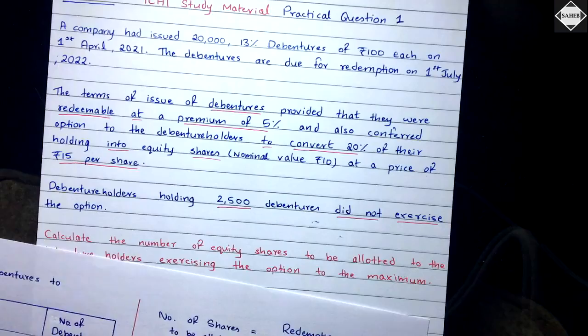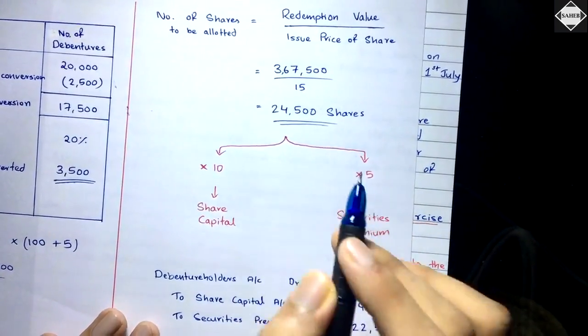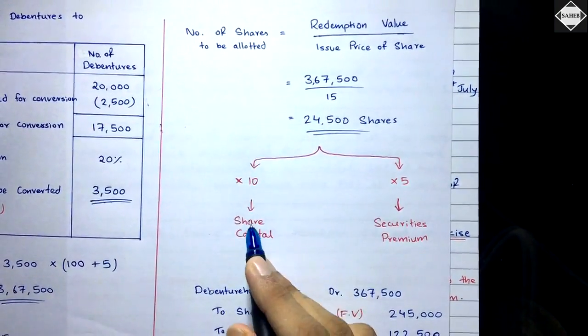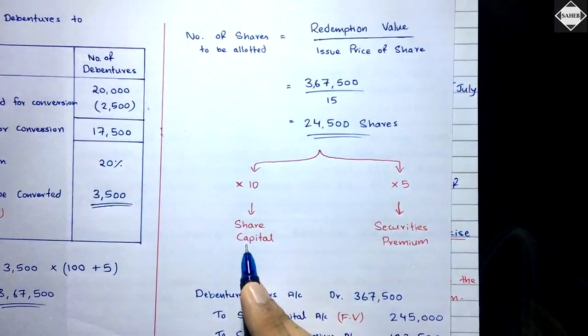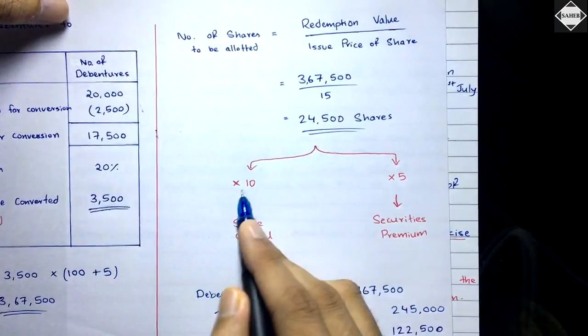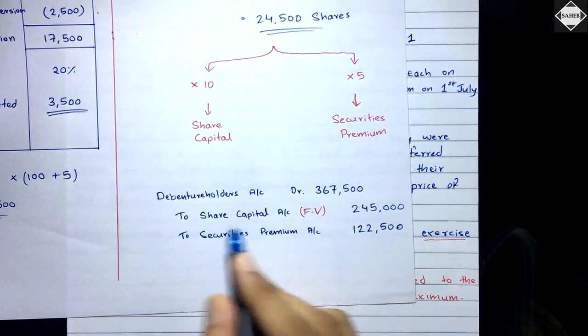Your problem is over. That's all they asked you to calculate over here. But we'll go one step further and understand. Now these are the number of shares. If you multiply this number of shares with the face value of the share, rupees 10, that would go to share capital. 24,500 into 10 is equal to 2,45,000. That would go to the share capital account.